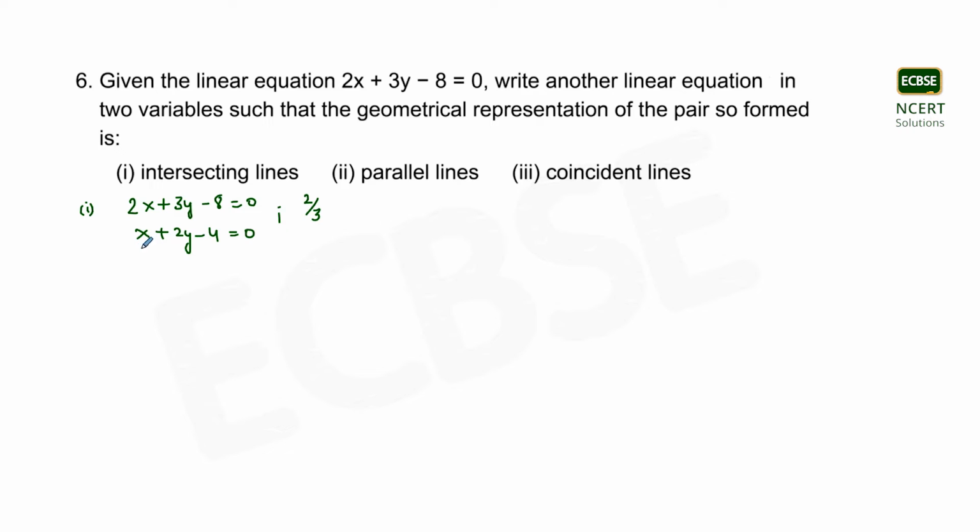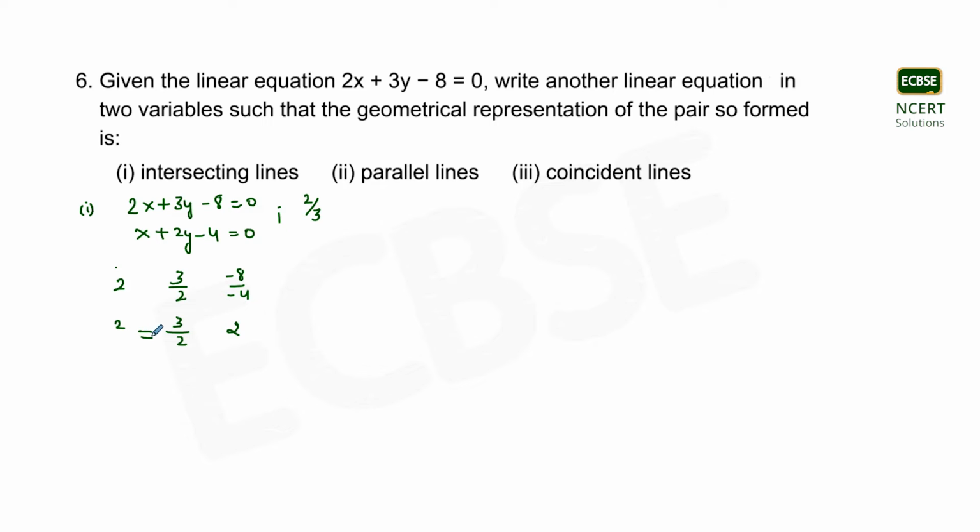And now if we find the ratio of these two pair of linear equations, then a1 by a2 is equal to 2, b1 by b2 is equal to 3 by 2, and c1 by c2 comes out to be equal to minus 8 by minus 4. Simplifying them, it will be 2, 3 by 2 and 2.